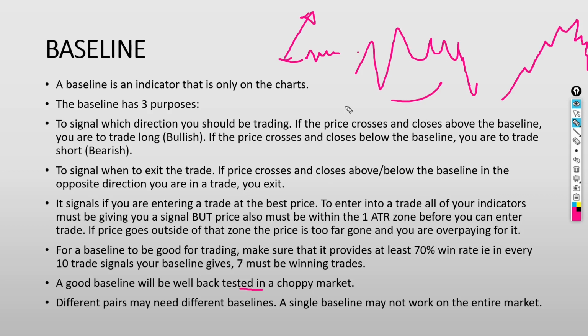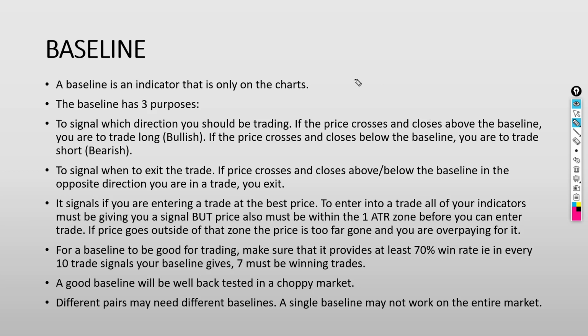So a good baseline is always tested so that it can avoid some consolidations. Within a consolidation, where one baseline might give you 7 losing trades, another baseline will give you maybe 2 losing trades. And don't forget that we also make money by not losing. So a good baseline is always tested well within this choppy market.